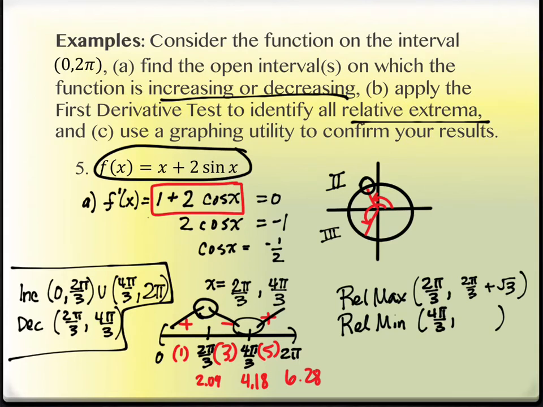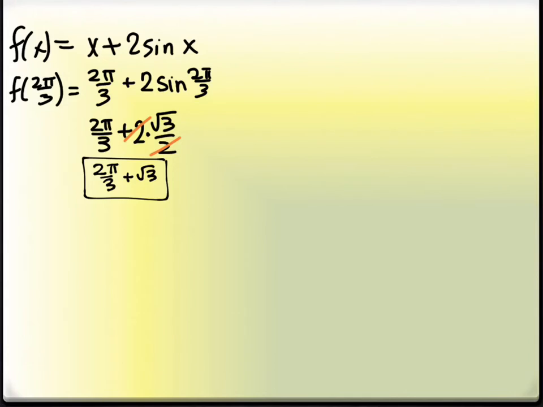And most of the time we are going to keep them exact. We're not going to turn them into decimals. So that's a pretty standard operation. You need to do the same thing at 4 pi over 3. So I have f of 4 pi over 3.